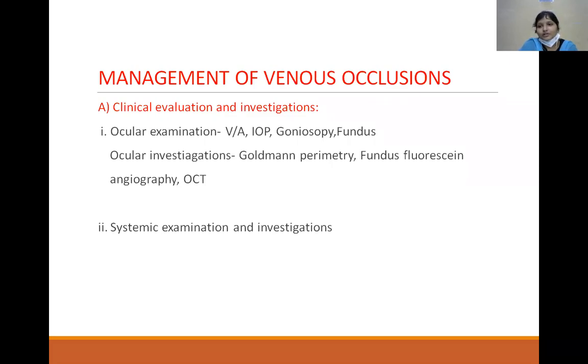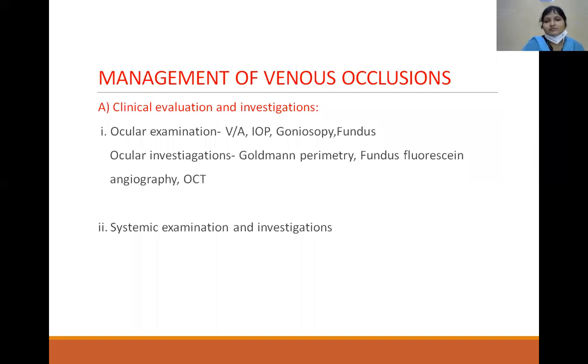And what are the ocular investigations we do? Goldmann perimetry. What is perimetry? It is used for assessment of the visual field. As already said, in ischemic CRVO there will be visual field defects, whereas in non-ischemic CRVO visual field defects will not be seen. So perimetry is essential for distinguishing between non-ischemic and ischemic CRVO.